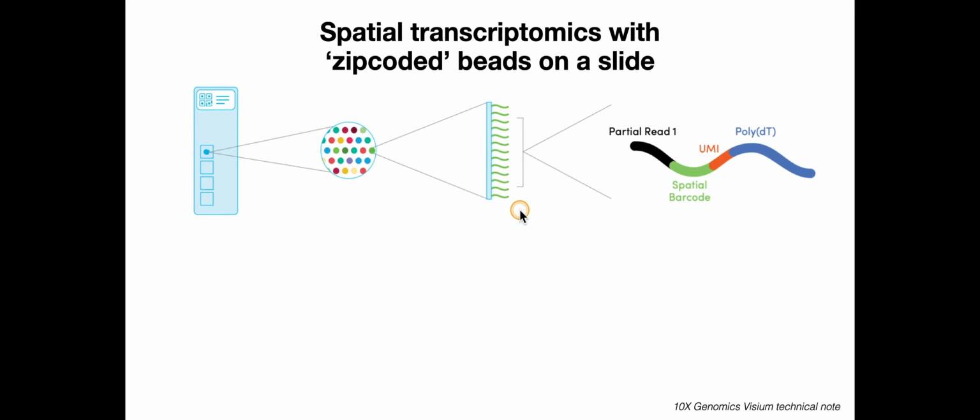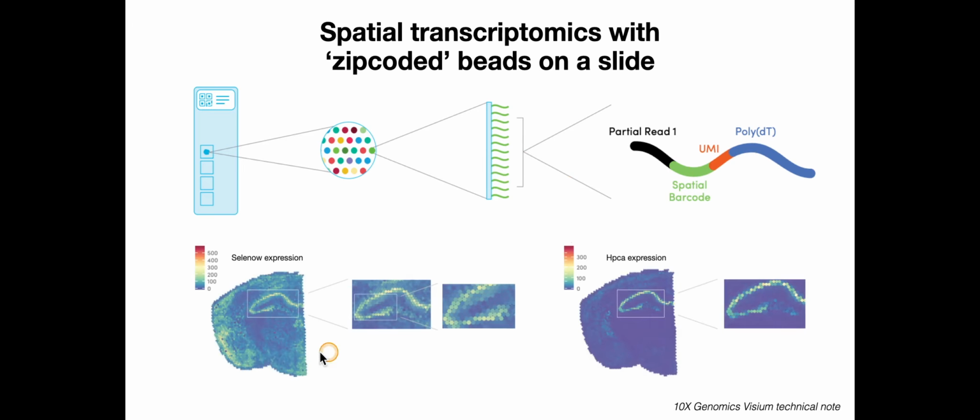When that tissue section gets permeabilized and the mRNAs are available for capture, then you have captured not just the mRNA, but you've identified exactly where on this slide it came from. And so that kind of spatial information lets you then localize, in this case in the brain, expression of specific genes to, for example, the hippocampus.